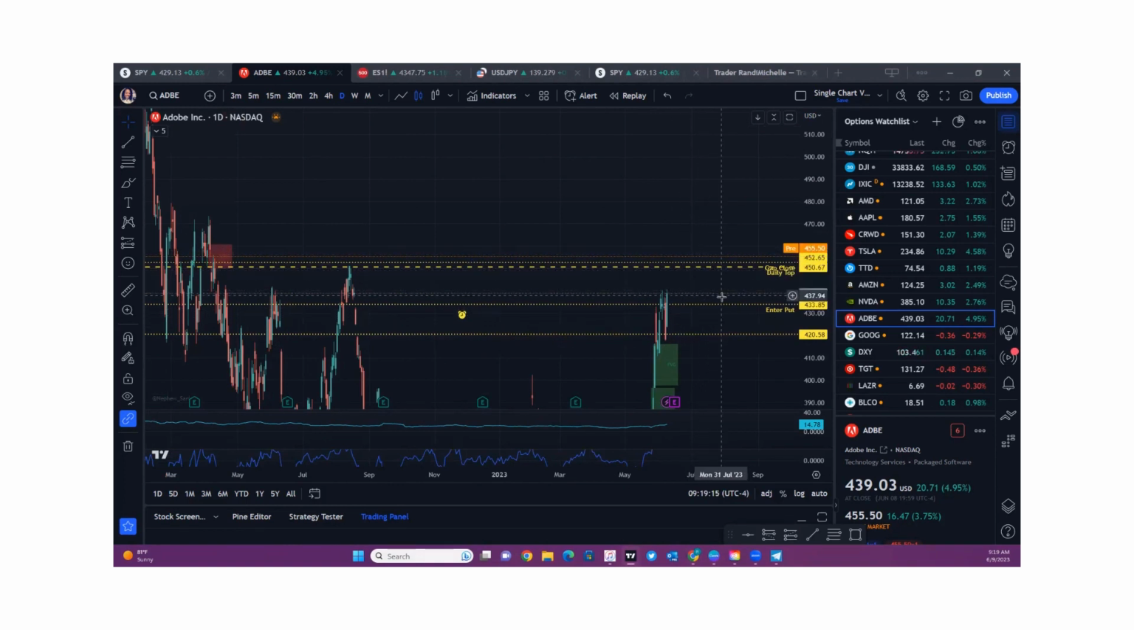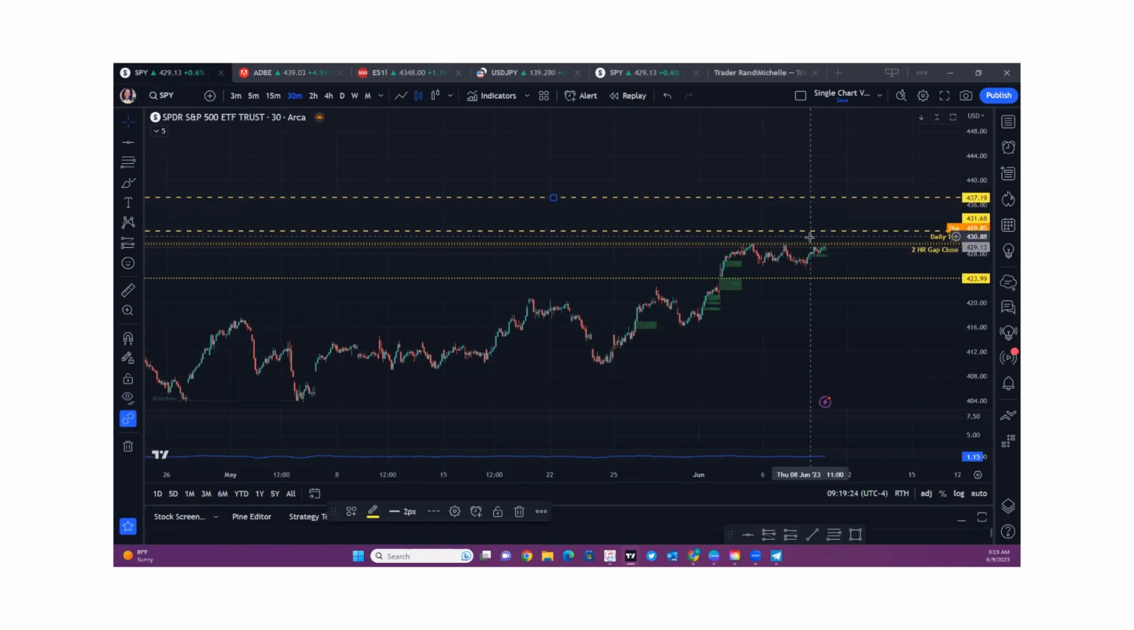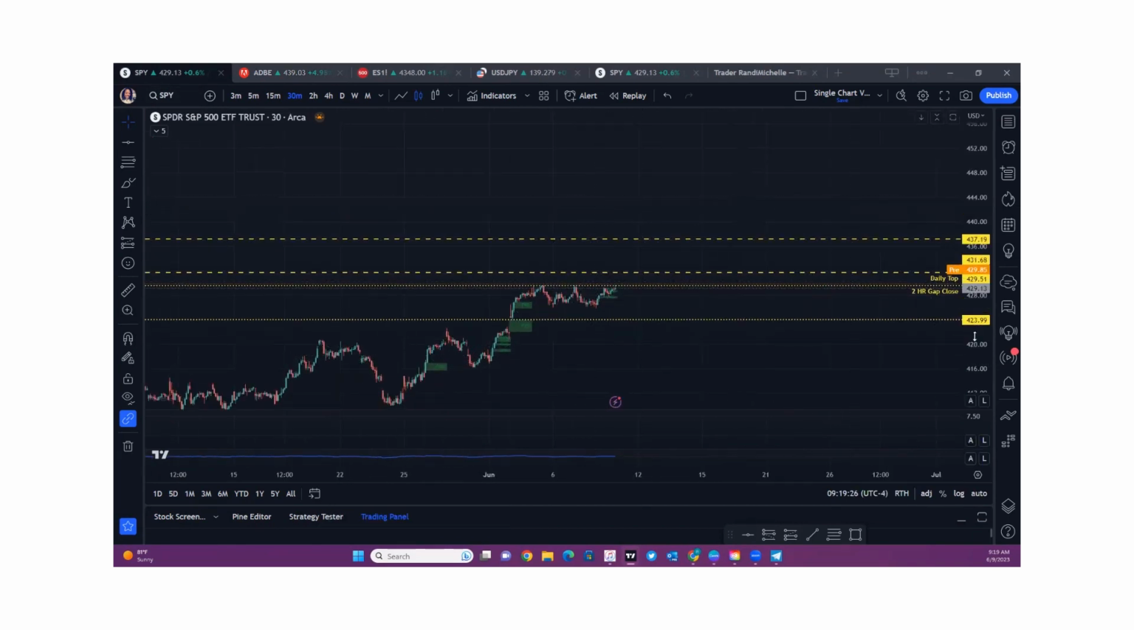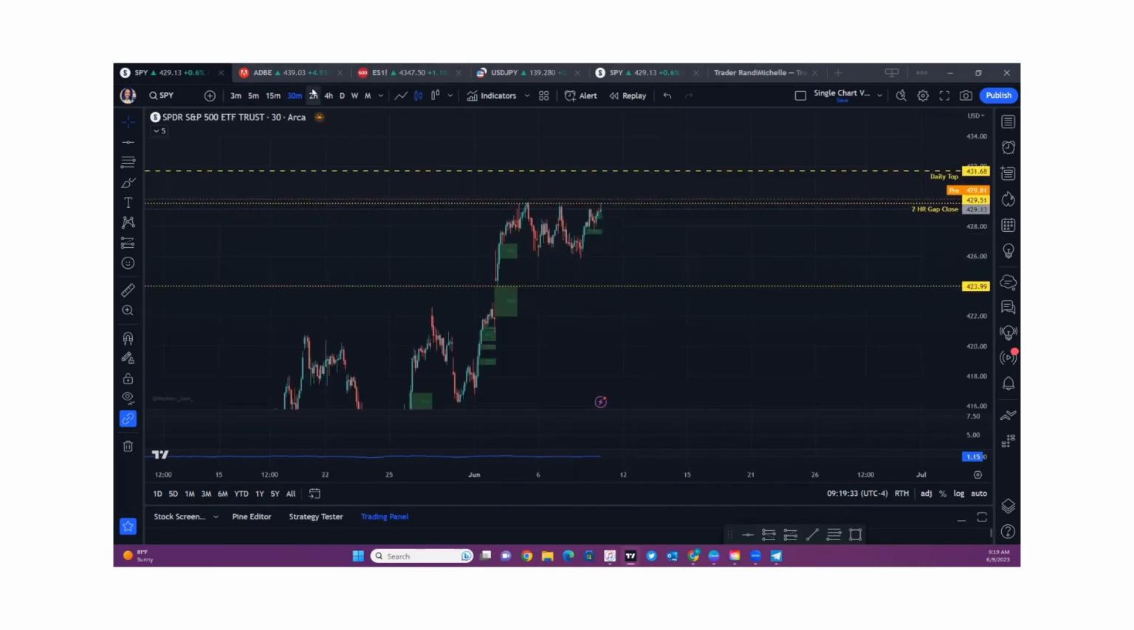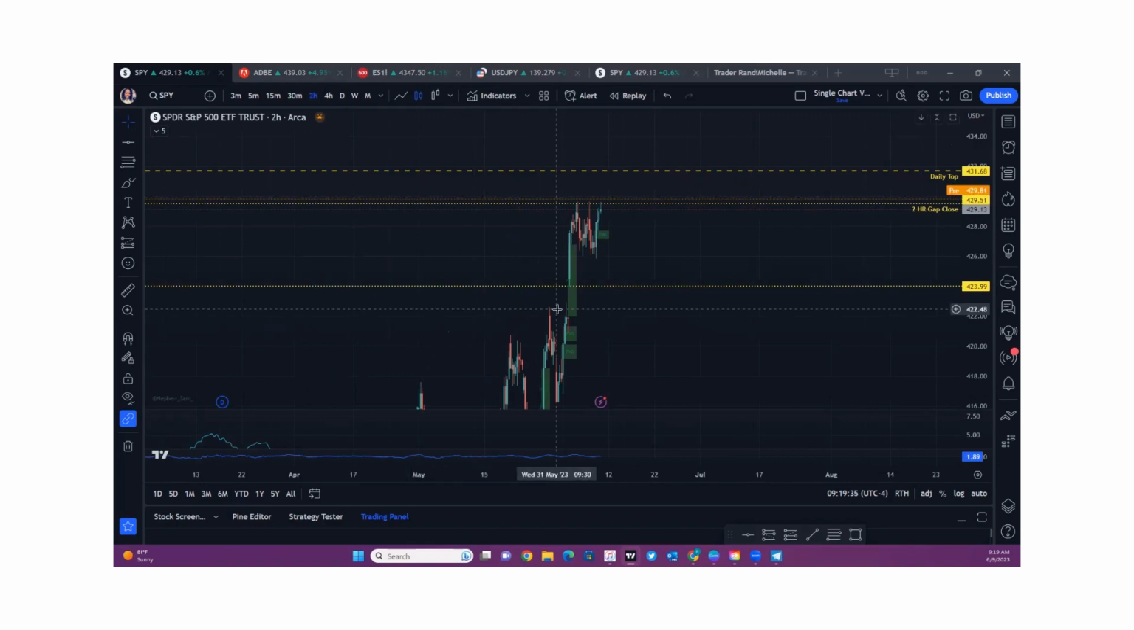Even though a part of me wants to take a break, a part of me is like, I know what I need to do, just relax. This week, it's mostly because I took the loss over here in Spy World. Okay, I didn't take the loss in Adobe World, I took the loss in Spy World. And Spy World has been, look at this. This is a 30-minute. Okay, this is the 2-hour.